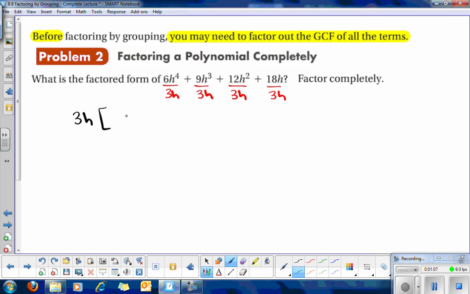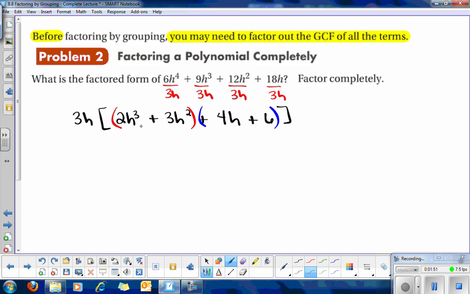And then what's left here, we have 2h cubed, plus 3h squared, plus 4h, plus 6. Okay, so now that we have our greatest common factor factored out, let's go ahead and group. So let's group the first two, and let's group the second two.